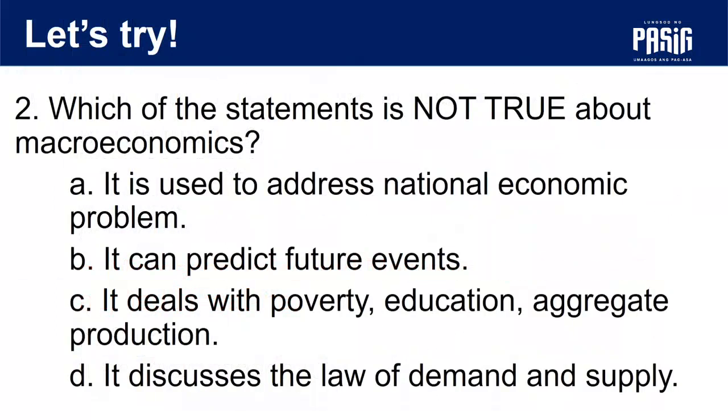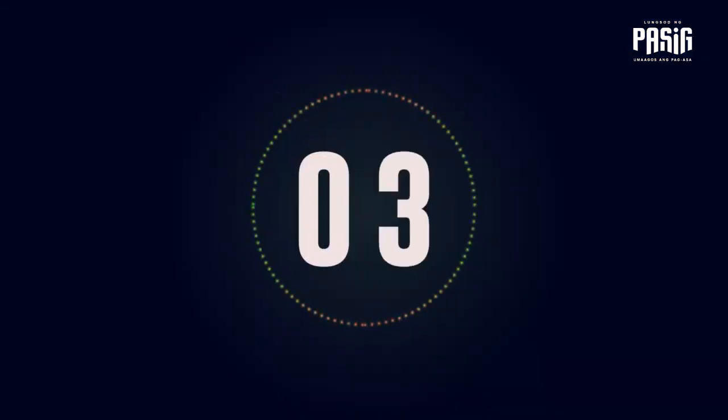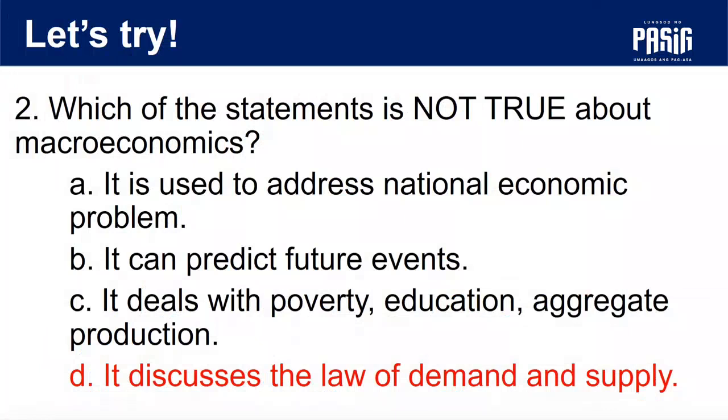Number 2. Which of the statements is not true about macroeconomics? A. It is used to address national economic problem. B. It can predict future events. C. It deals with poverty, education, aggregate production. D. It discusses the law of demand and supply. The answer is D. It discusses the law of demand and supply.